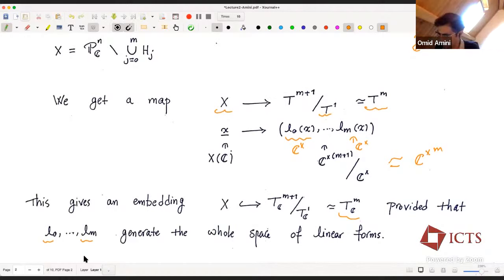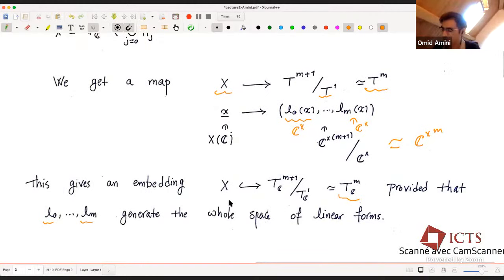So we use now this embedding to define the tropicalization of X. And the question is, what is this tropicalization? So basically, you start with the combinatorial object, which is this hyperplane arrangement. You use the defining equations of the hyperplanes to define an embedding of the complement inside the algebraic torus. And now you can take the tropicalization. You started from combinatorics, you went to algebraic geometry, now you take the tropicalization and come back to something more combinatorial. So now the question is, what is this? And the idea is to give a combinatorial description of this tropicalization.